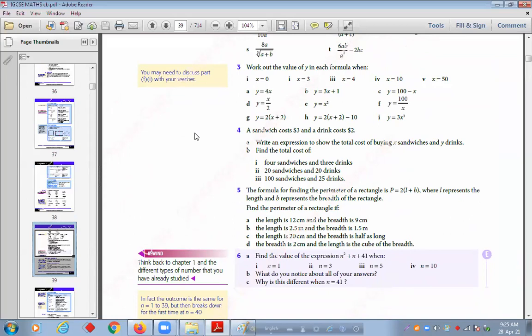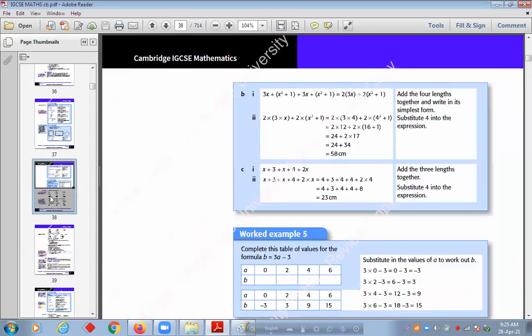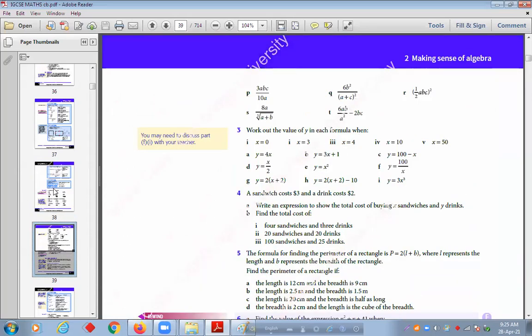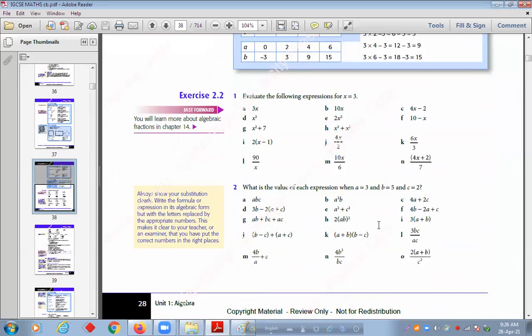2.2. Question number 2H. This one. 2 into AB whole square. So what is the value of each expression when A is equal to 3 and B is equal to 5 and C is equal to 2? That I'm doing over here only. Okay.